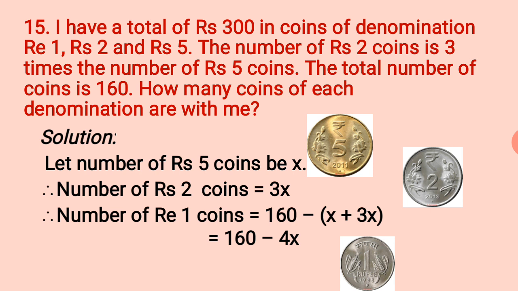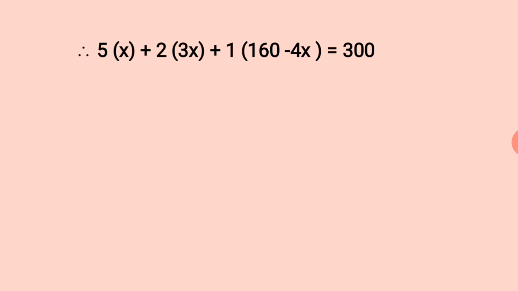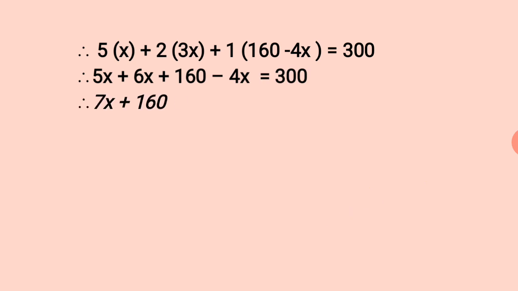Finally, we'll add all the amounts and equate it to 300. Let's see how we get it. Here, 5 into x for 5 rupee coins, 2 into 3x for 2 rupee coins, and 1 into 160 minus 4x for 1 rupee coins. These are the amounts. Now added together they give you 300 rupees. Open the brackets, solve it. You can add the similar terms, like terms. So you get 7x plus 160 equal to 300.